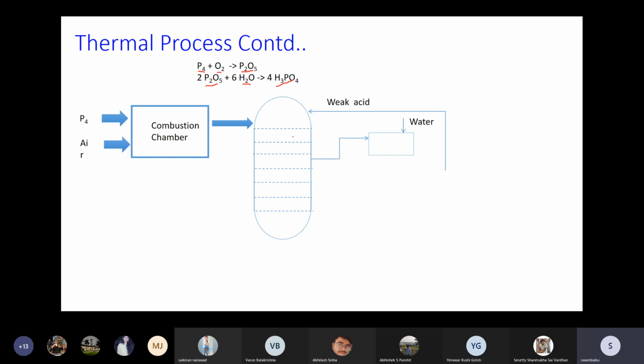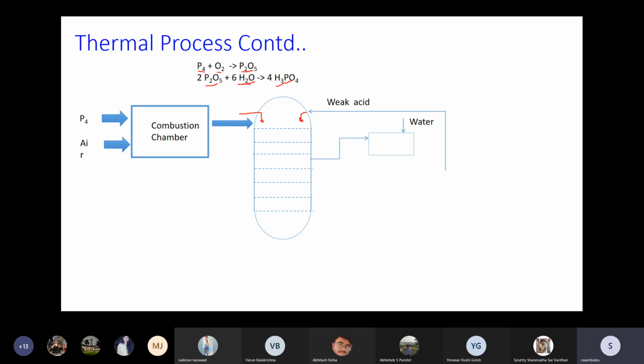So this is a simple absorption column. Whenever we have a gas, and if the solvent is water, we don't need to use a reactor. We can directly use an absorption tower to do this reaction. So instead of water, we circulate a very dilute, weak acid into this absorption tower. And here the P2O5 gases are coming.